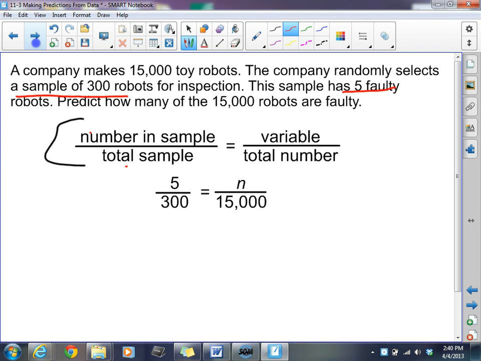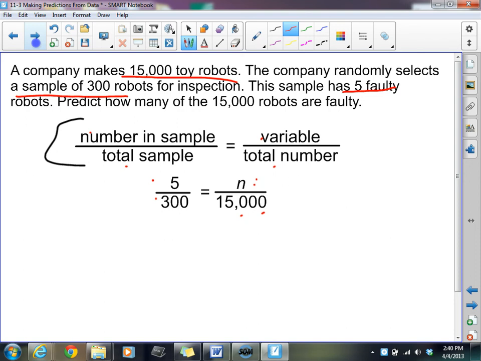Now here is the total number of toys made. In this case, they had 15,000 toy robots made. So it's 15,000, and we put our variable here. Now if you're thinking of a proportion, the total numbers go at the bottom. The sample, these smaller numbers, are going to go at the top. Okay, total at the bottom, and the smaller numbers at the top. So let's work this out.